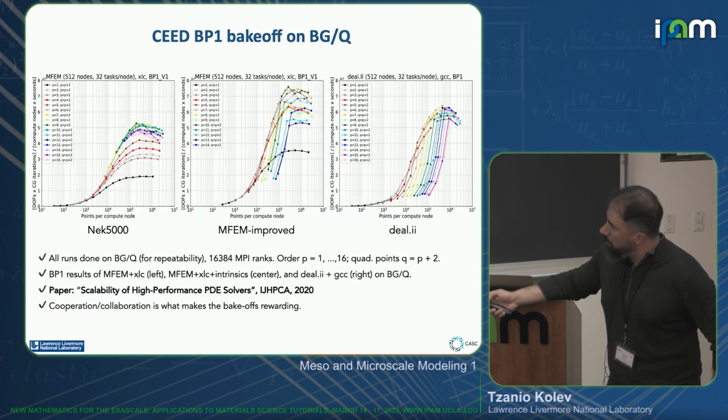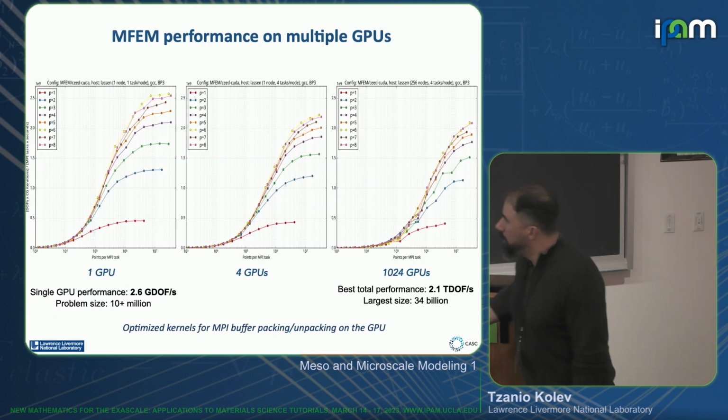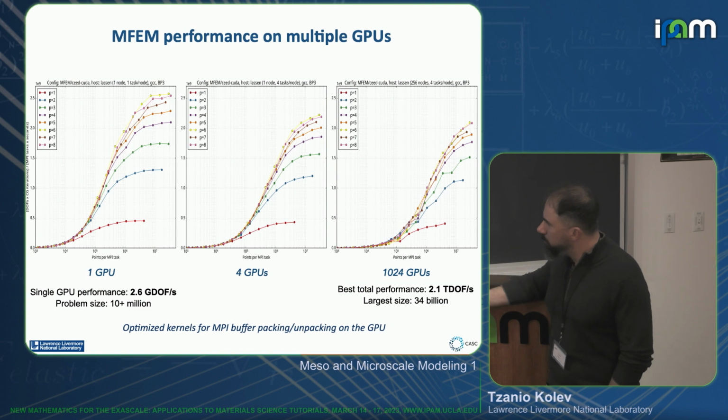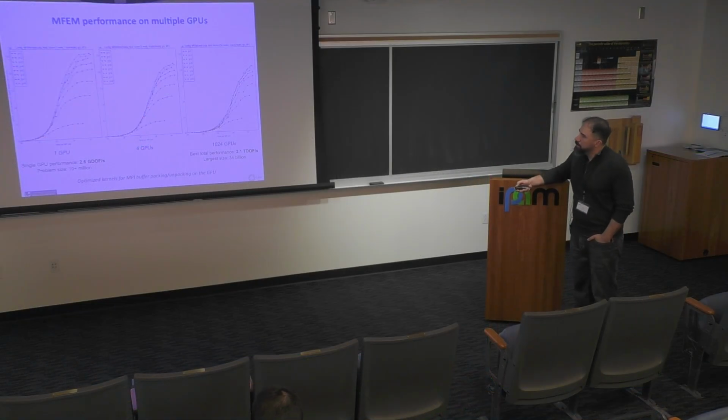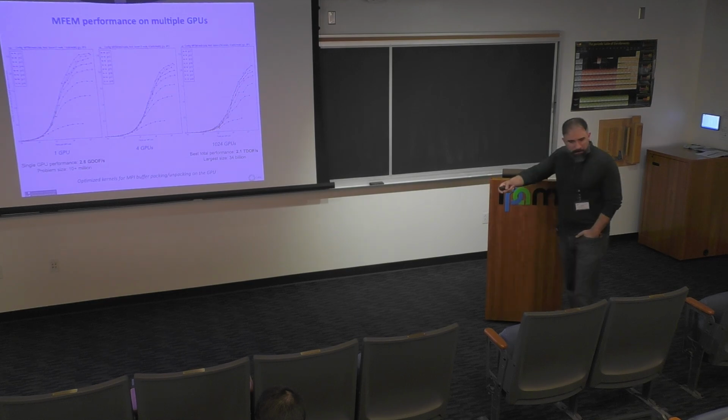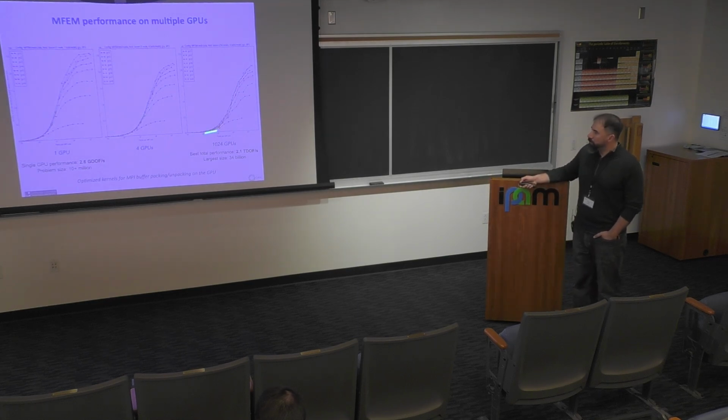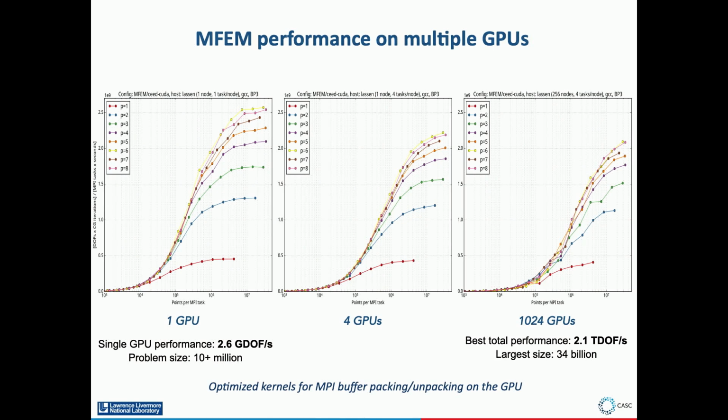And so similar to these bake-off problems, now this is GPU results with MFEM. This is BP3, which is kind of like a diffusion problem. And the difference between first and I think it's 6th order here is very dramatic. For the same degrees of freedom, you get much better performance. Going from 1 to 4 GPUs, the performance falls a little bit. I mean, here we're about 2.5 GDOFs, billions of degrees of freedom per second. But from 4 to 1024 GPUs, there's almost no degradation in performance. And here we are solving 2.1 TDOFs per second. This is the 34 billion size problem in a matter of minutes.